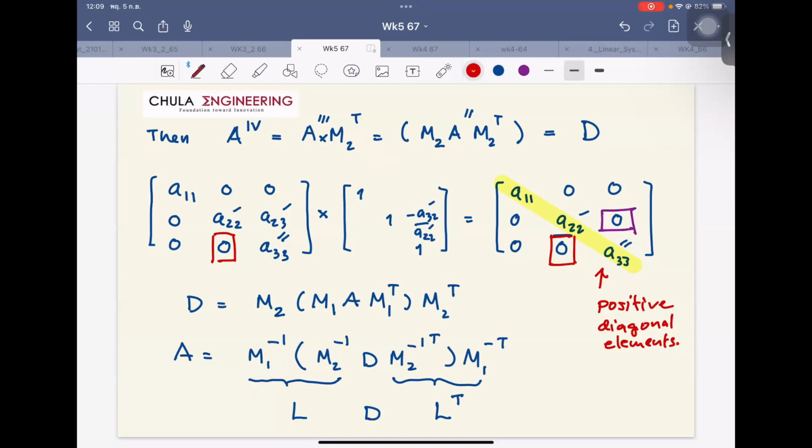The matrix L stores all the multipliers, the ratios that we obtain by dividing by the pivot. That's called a multiplier, at each elimination step.